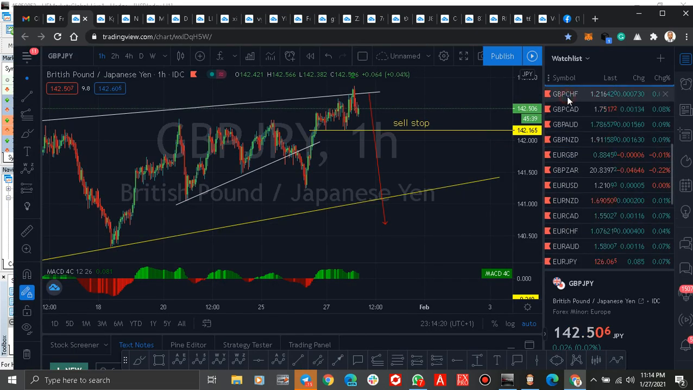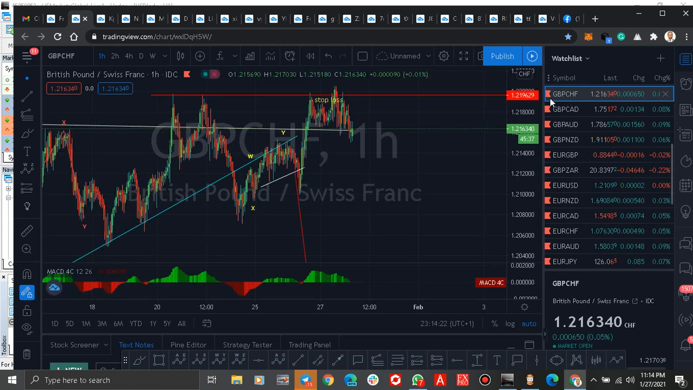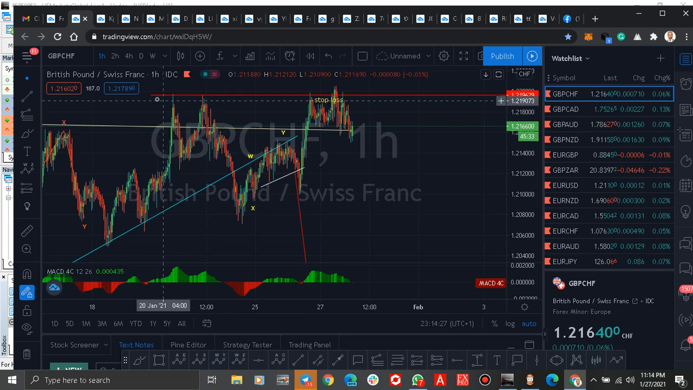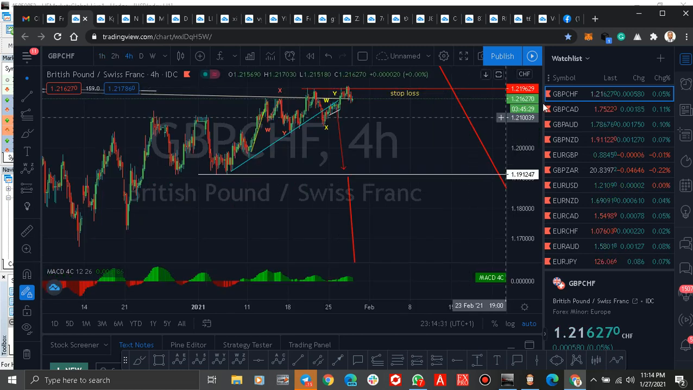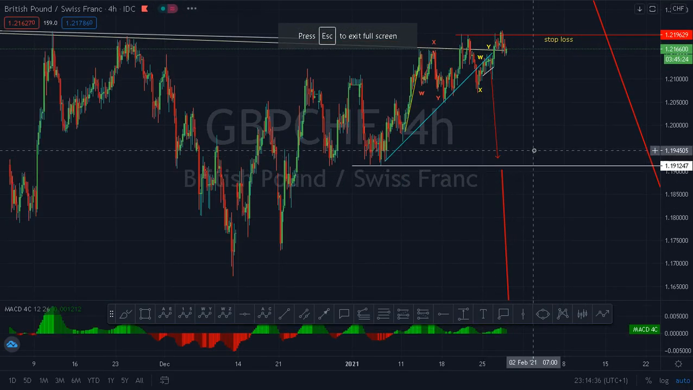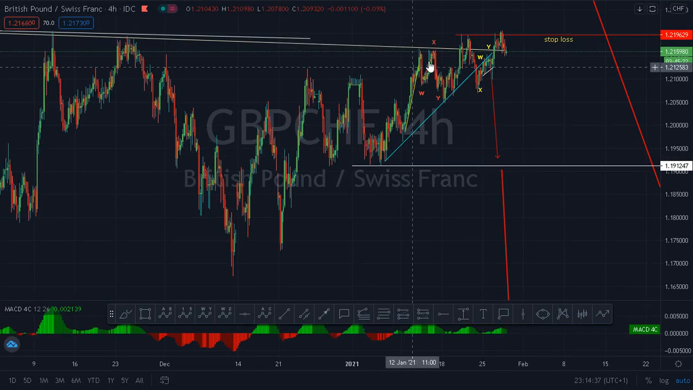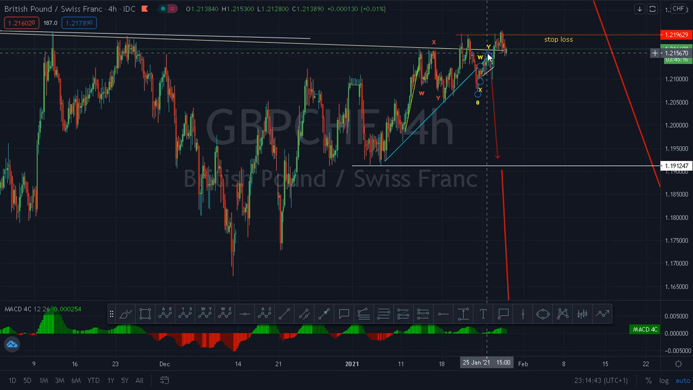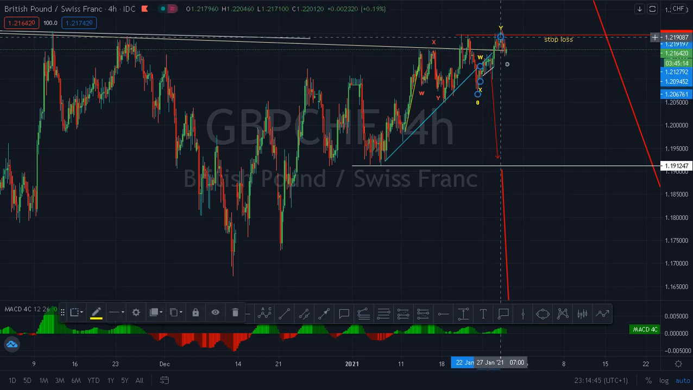I trade according to my strategy. That's it. Pound franc, they are all doing the same thing. Their behavior is just the same. None is much different from the other. You can see it continues making another high all the time. So I don't know.